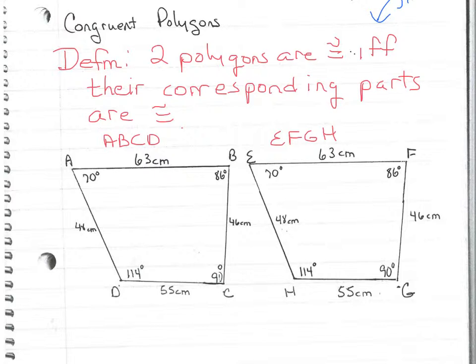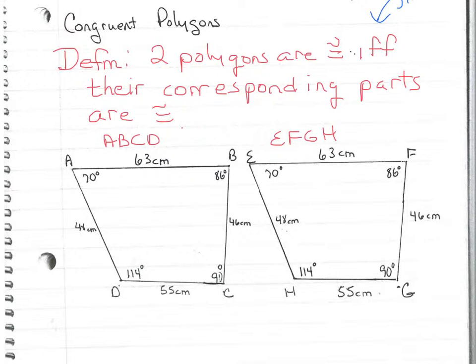Okay. Order's important. A, B, C, D, E, F, G, H. The order of how we name things is important when we're talking about congruent figures. Are these polygons congruent? Yes. How do you know, Brandon? Because all the angles are congruent and all the measures of the sides are congruent. Okay, so corresponding angles look congruent and corresponding sides are congruent.